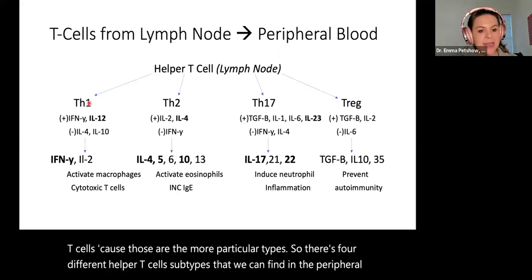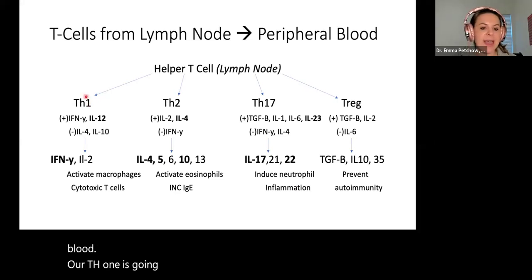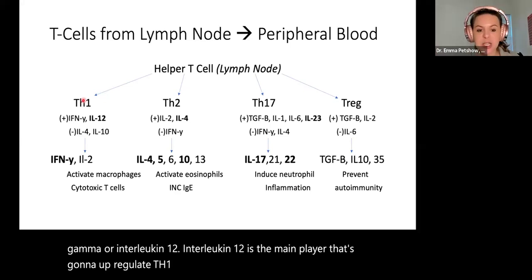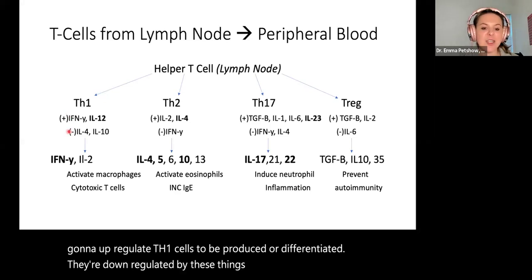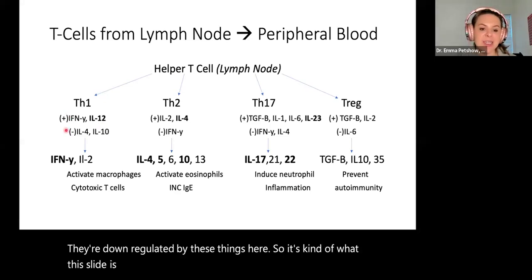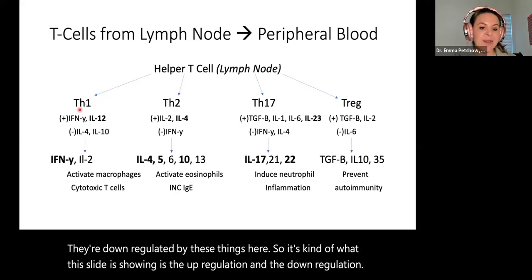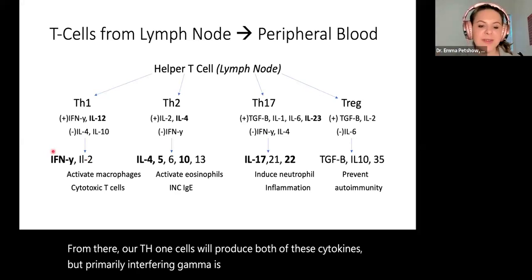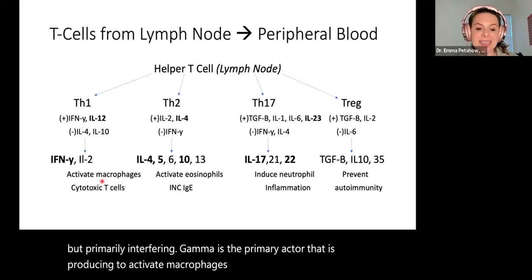Our Th1 is going to be really upregulated by either interferon gamma or interleukin 12, but interleukin 12 is the main player that's going to upregulate Th1 cells to be produced or differentiated. They're downregulated by these things here. That's what this slide is showing, the upregulation and the downregulation. From there, our Th1 cells will produce both of these cytokines, but primarily interferon gamma is the primary actor, which activates macrophages and activates our cytotoxic T cells.